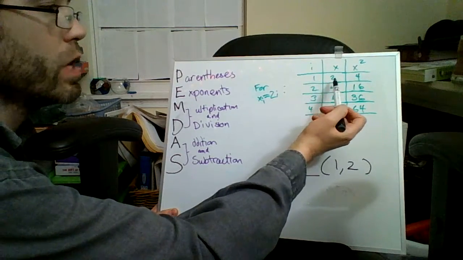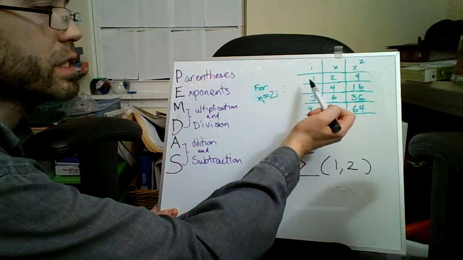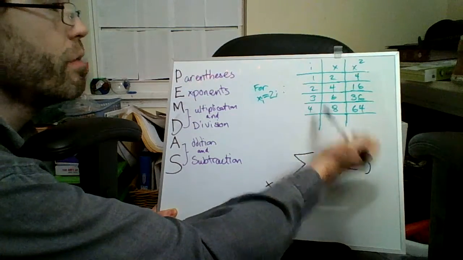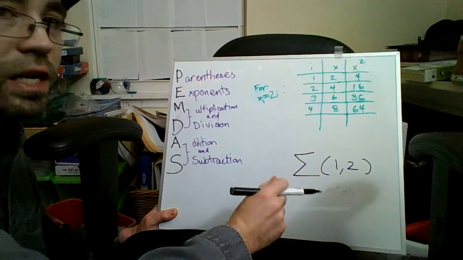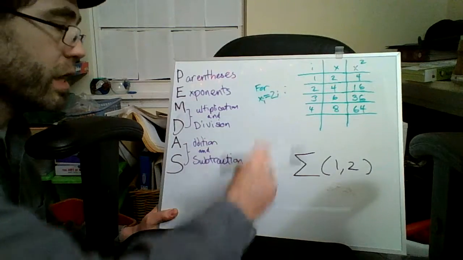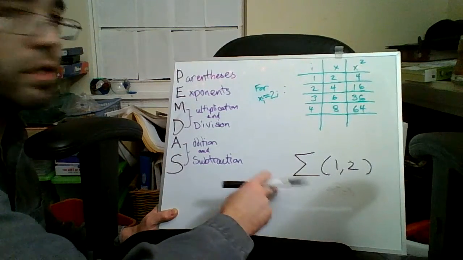So for i equals 1, x would equal 2. For the second case, x would equal 4. For the third case, x would equal 6. Remember that i is just a stand-in for the case order. Usually i is not terribly important in this. I'm just using it for an example here.